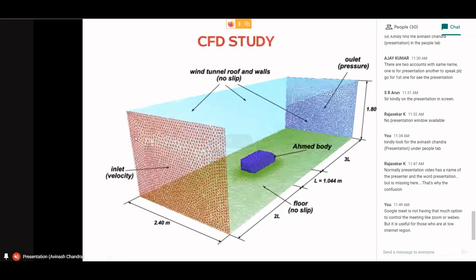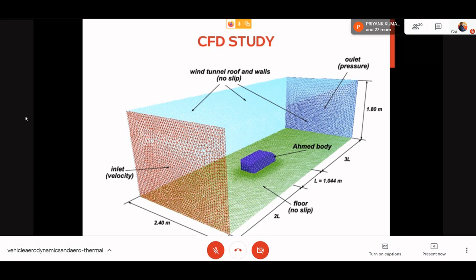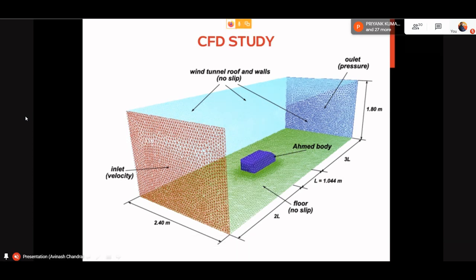Now this is how it looks when we do the meshing. Meshing is, what do you say, again a different area to study. So this is just a glimpse of how it will look. So basically, what is meshing? Meshing is basically you are splitting your fluid domain into some finite volumes.